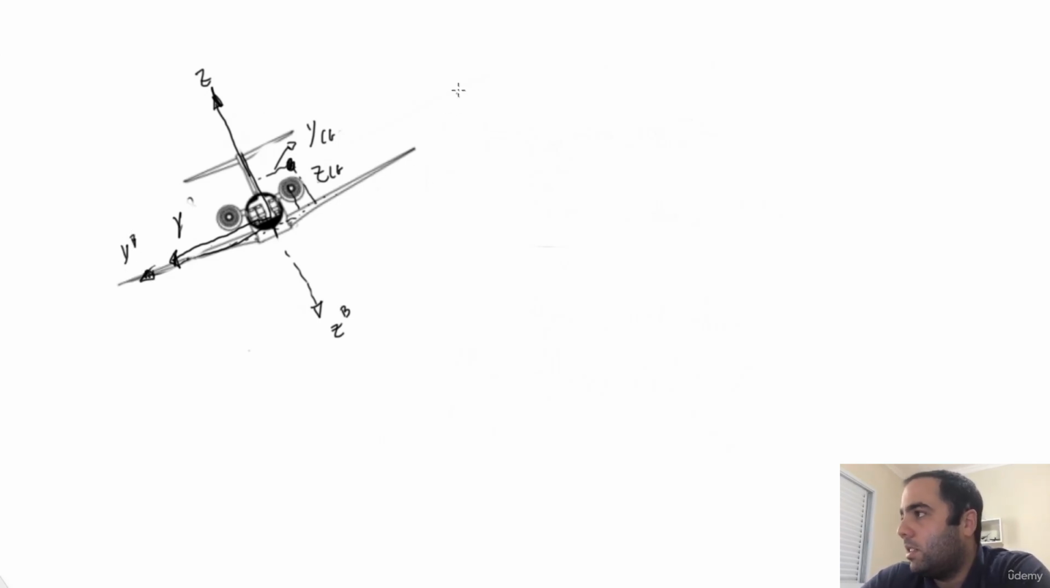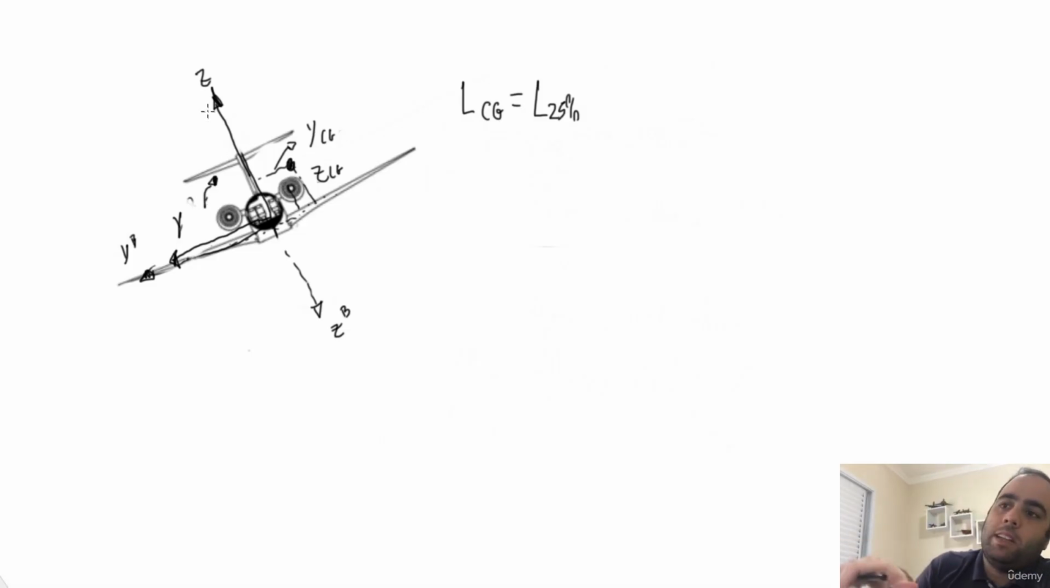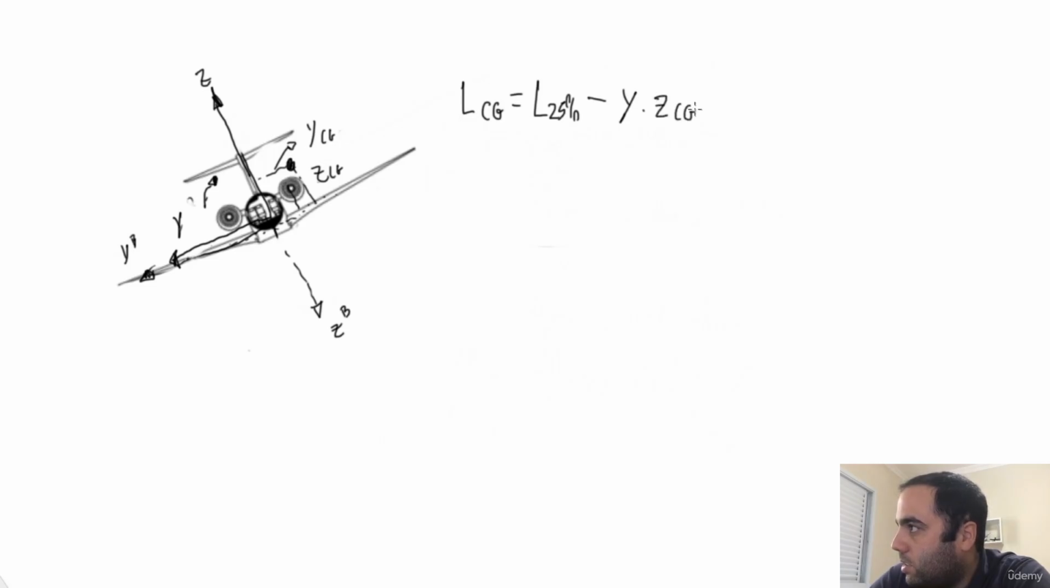As we can see, the rolling moment coefficient around the CG is going to be the rolling moment at 25%. And now let's see here. The Y force times this lever arm is going to generate a negative rolling moment. By the right hand rule, when the right wing tends to go up, that's a negative rolling moment. So this is the right wing tending to go up, so it's a negative rolling moment generated by a positive force. So it's Y times the ZCG.